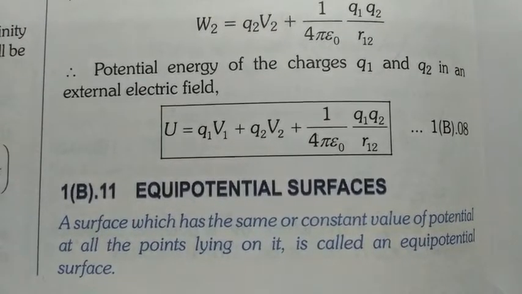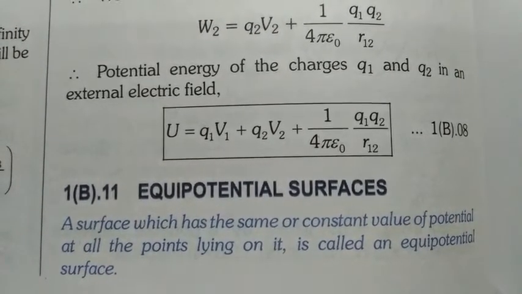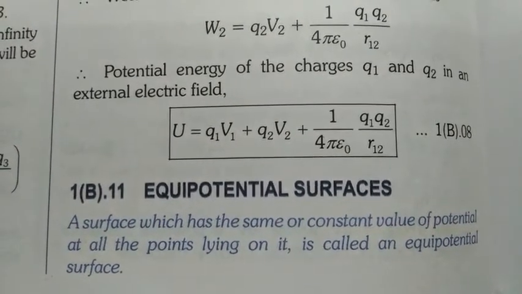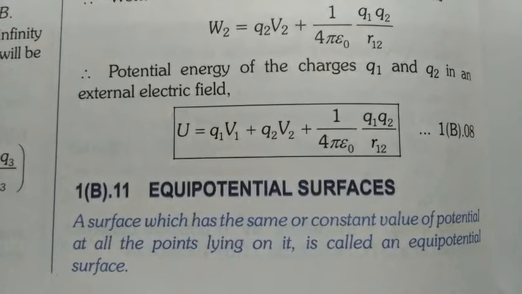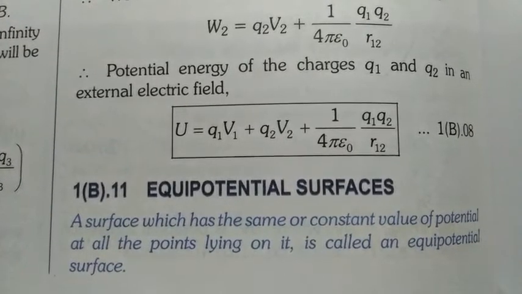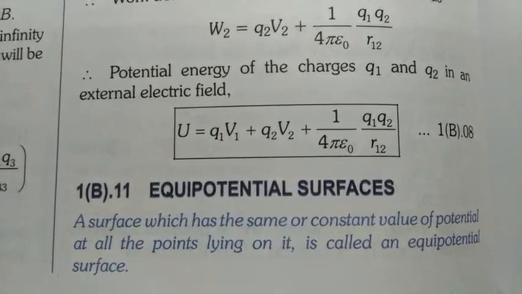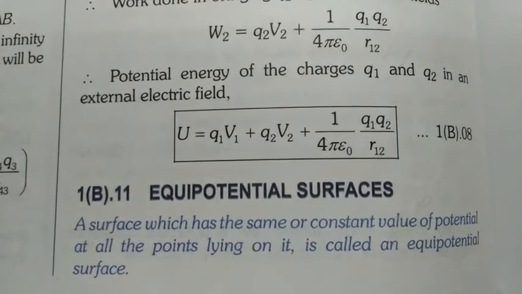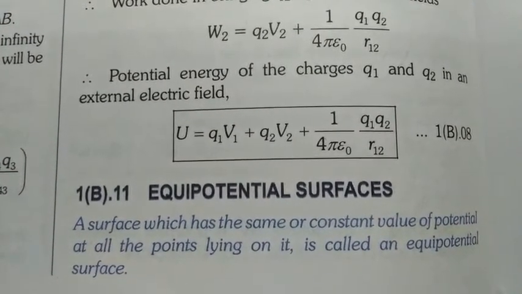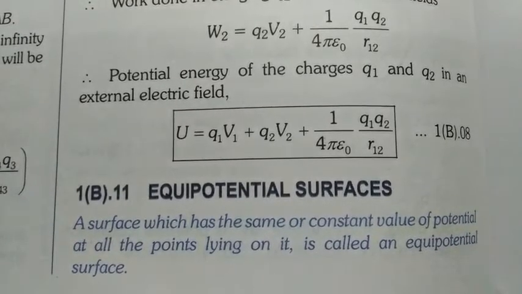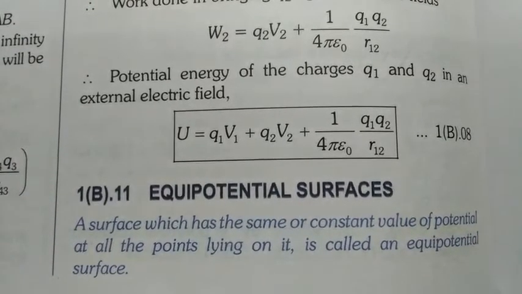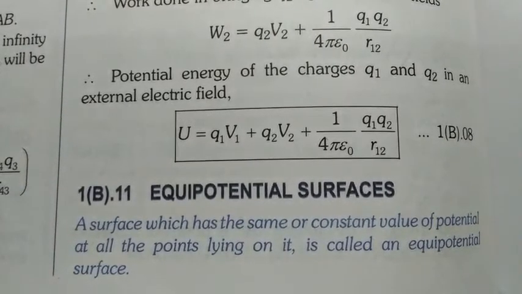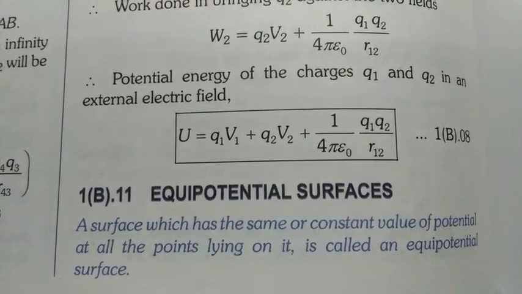In our previous lecture, we discussed electric potential, potential difference, and potential energy. Today we are going to discuss equipotential surfaces. As the name suggests, these are the surfaces where at each and every point the potential is equal. From the name only you can guess the definition of these equipotential surfaces.